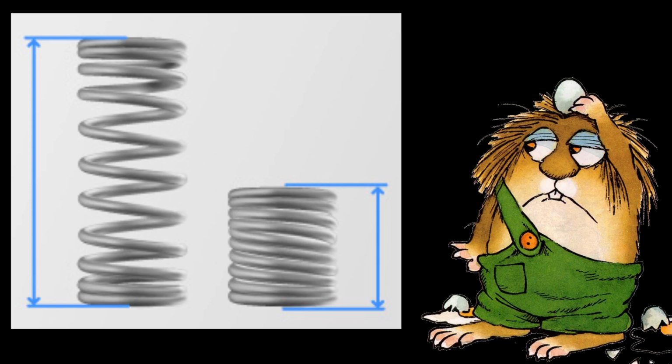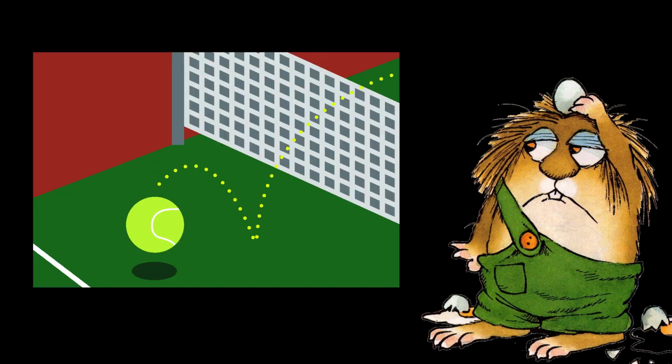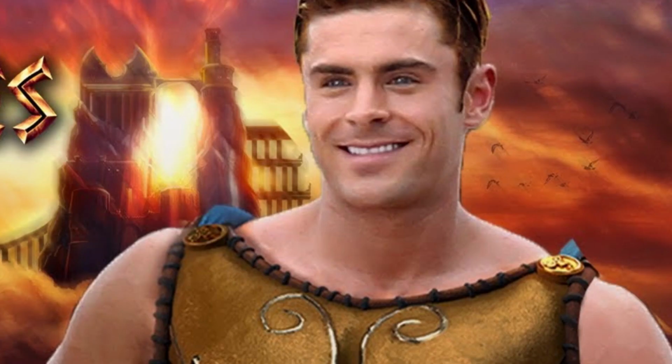Alright, anyways, take springs. When a spring is compressed, like so, it'll have more potential energy than when it's standing on its own. Once an object is in motion, potential energy is converted to kinetic energy. Do you get it now? I think I'm starting to understand.